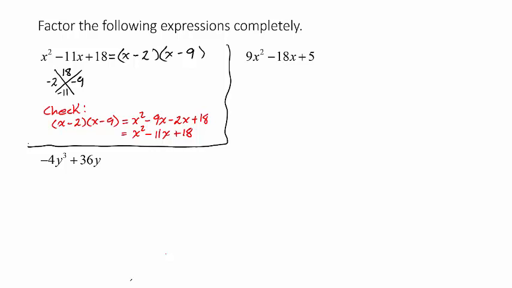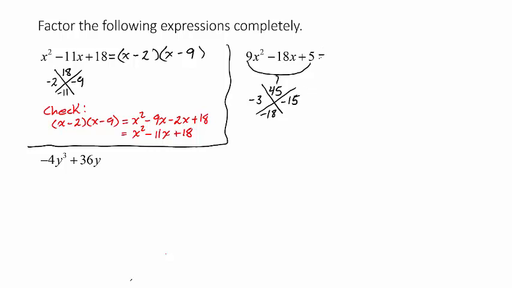You can guess and check it if you want, but we're going to get some practice using the AC method. So 9 times 5 is 45. And we want factors of 45 that add to negative 18. Okay, so 45 isn't divisible by 2, but it is divisible by 3, right? 3 times 15 is 45. I also notice we need it to sum to negative 18, because we need two numbers that multiply to give us positive 45, but add to give us a negative number. They both have to be negative, right? Negative 3 and negative 15.